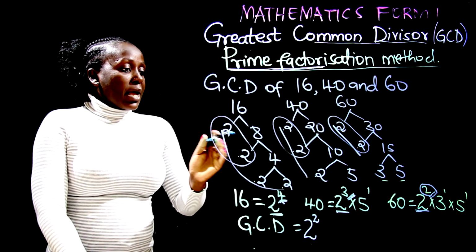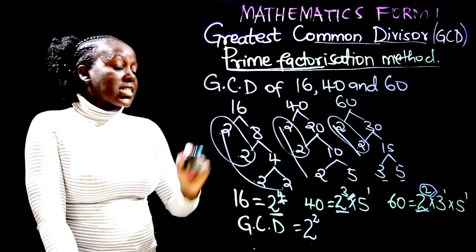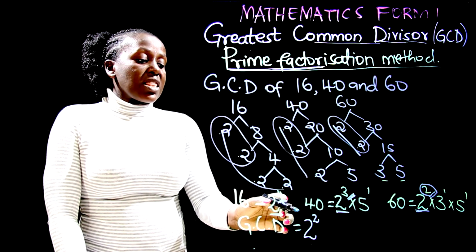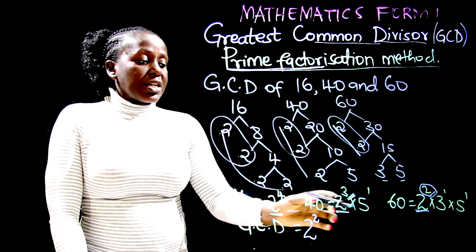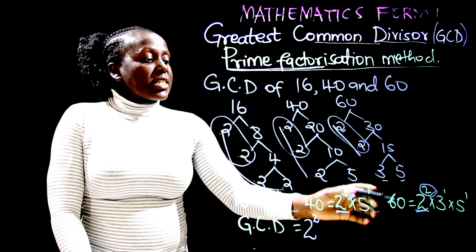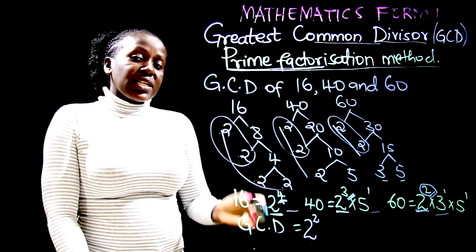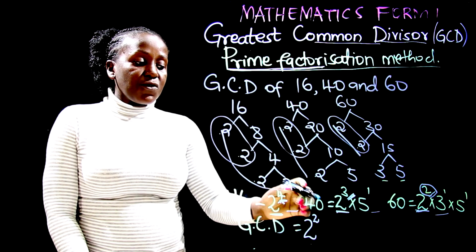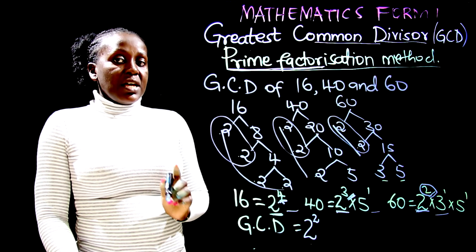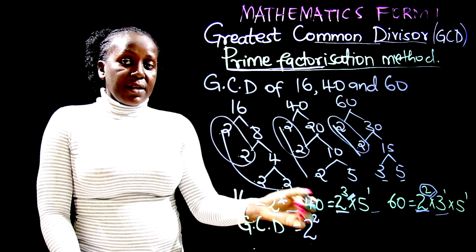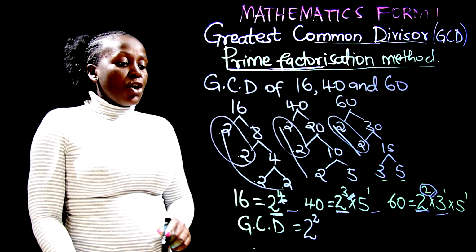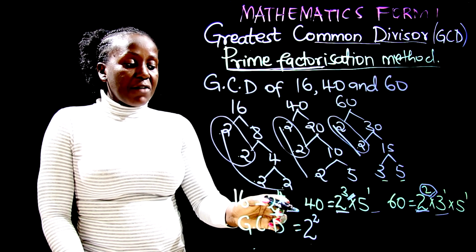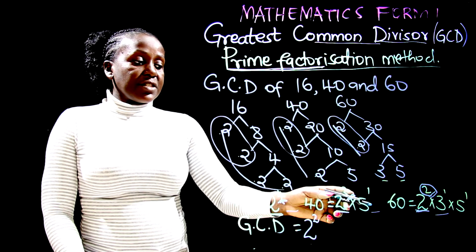The next prime number that is here is 3. But you notice that in 16 there is no 3. In 40 there is no 3. In 60 there is 3. What does that mean? 3 is not common. It is not in 40, it is not in 16. It will therefore not appear in the value for the GCD. What about 5? In 16, there is no 5. In 40, there is 5.